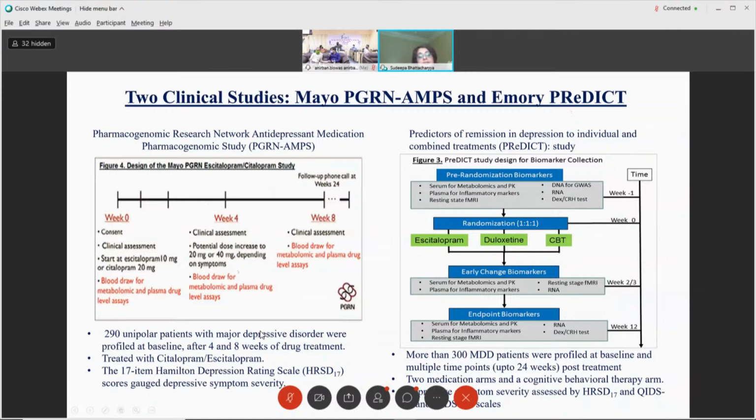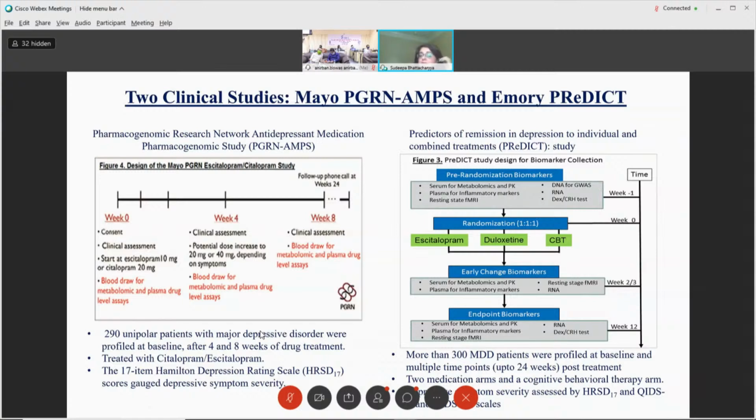Now, on the left, you can see the Mayo cohort. The Mayo PGRN-AMPS cohort consisted of about 290 unipolar patients with major depressive disorder. And these patients were profiled at baseline, 4 and 8 weeks of drug treatment. They were treated with the SSRI antidepressant citalopram, and then their depression severity was assessed by a rating scale called the HAM-D rating scale.